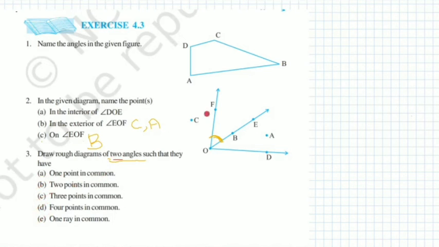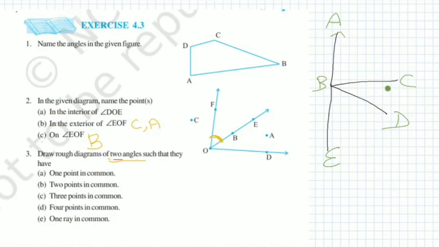We are left with 1 point in common. For that, you should draw a figure like this. We can name them A, B, C, D, E. All these are rays, so don't forget to put the arrows. Now only one point should be common. For this angle and this angle, if you take, what will happen?